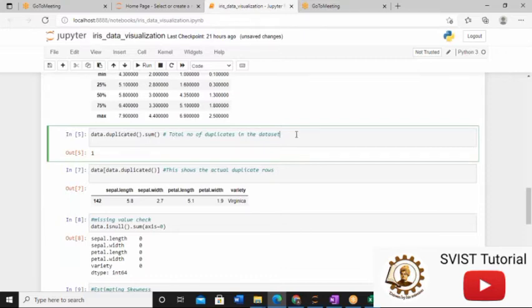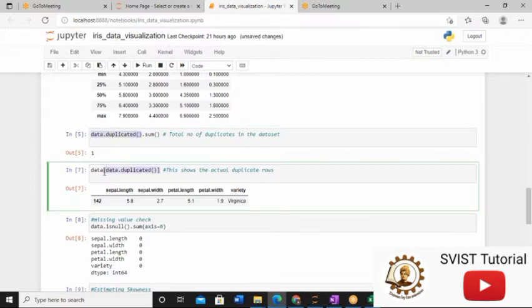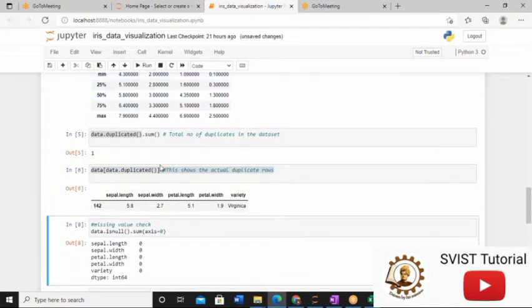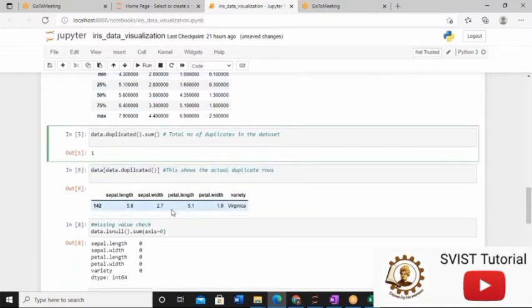data.duplicated().sum() is the function used to see how many duplicate values you have in your data frame. But if you want to see the exact row which is the redundant value, then you have to write this portion within square brackets, and outside the square brackets you write the variable name in which you have your data. Then if you execute this one, it will show you the row. So this is the duplicate row.